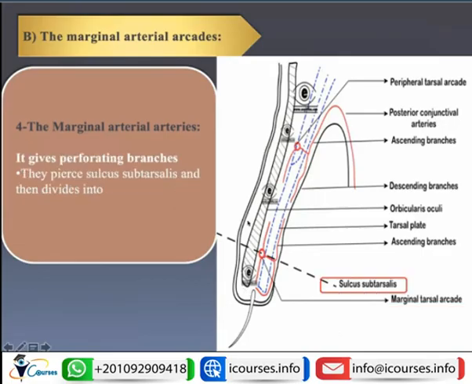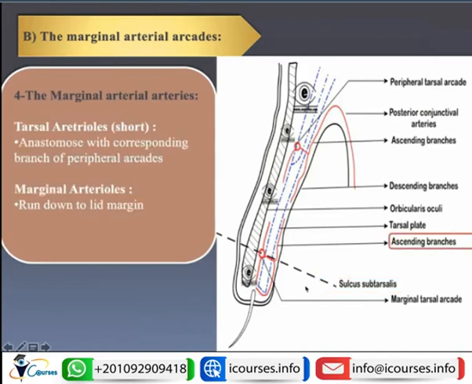And again, they will give perforating branches. So what structure will they perforate now? It will perforate the sulcus subtarsalis. So the marginal arterial arcade will give perforating branches that will give ascending branches and descending branches. The ascending branch will meet the descending branch of the peripheral arterial arcade and anastomose together, while the marginal arterial arcade will descend down to the lid margin, supplying the marginal conjunctiva.